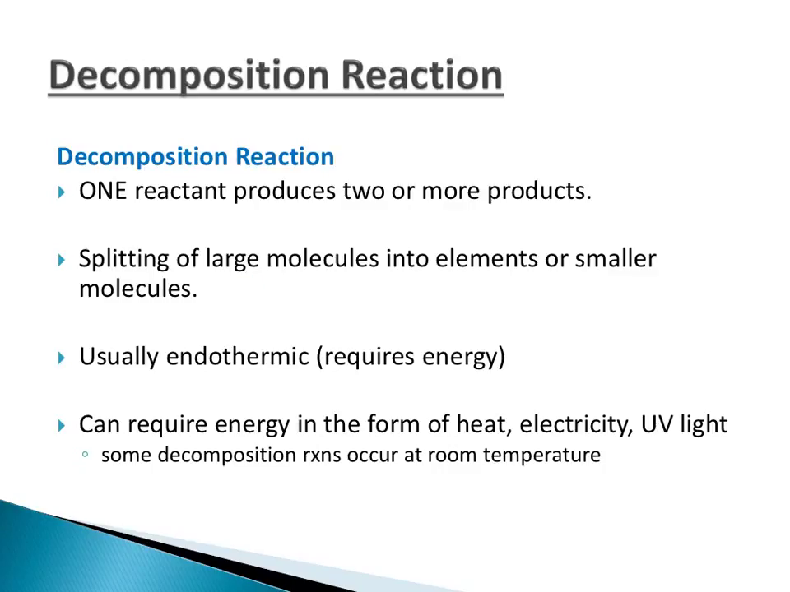And so something larger is splitting into something smaller. Quite often this requires energy, and this energy can come in the form of heat or electricity or UV light. And I've just included the symbols for these two. So heat is often indicated by a triangle over top of the arrow in the chemical equation, whereas the hv or h nu is sometimes shown to represent UV light.